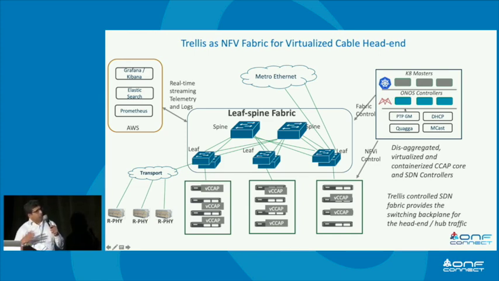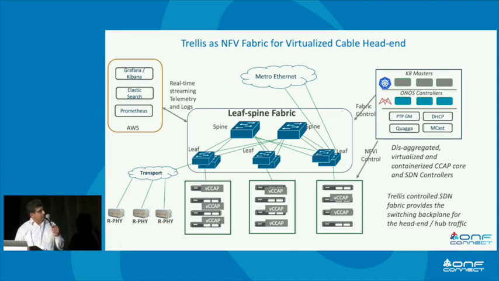So the solution overall, we have looked at all parts of the infrastructure, and pretty much everything is virtualized and disaggregated here, as you can see. In the same spirit, even the ONF controller itself runs as virtualized containers controlled by Kubernetes. So to put things into perspective, this was the overall architecture that we had.